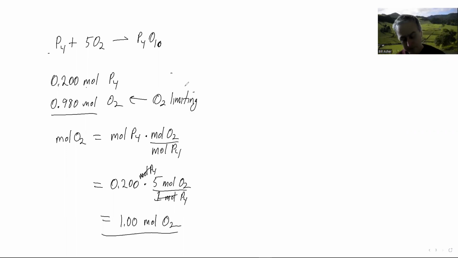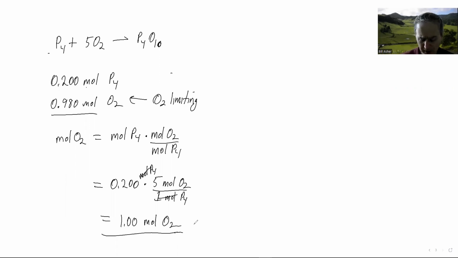Right? So at the end of this reaction, all the oxygen is going to be gone. We've produced some P4O10, but we've got some P4 left over, right? Because all of the oxygen got used up by reacting with the P4. So how do we figure out how much P4 is going to be left over in this case, right?